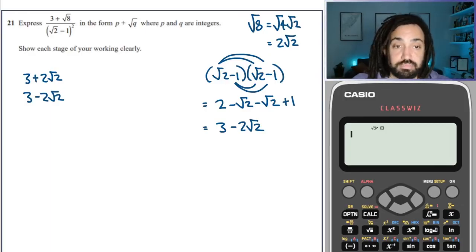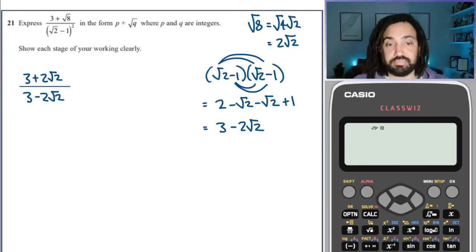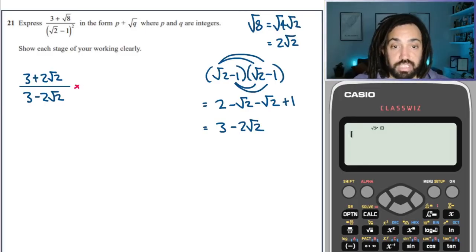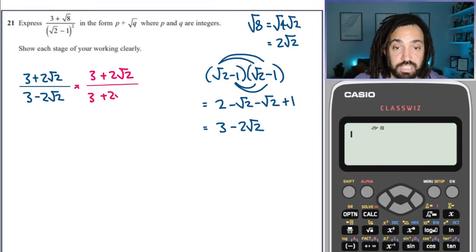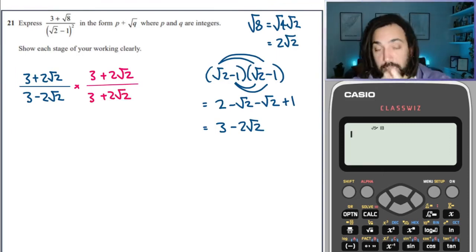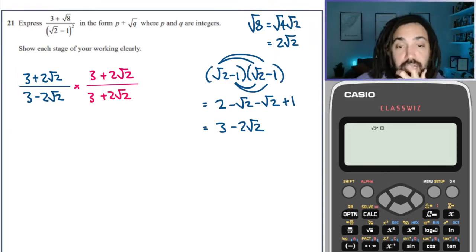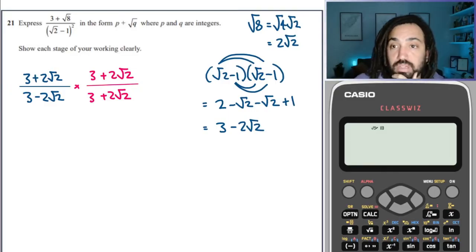Okay, so right, that's the top and that's the bottom. We need to rationalise them. So we're going to multiply by, yep, you guessed it, the same thing but with the sign changed, or the same denominator. We're going to multiply by the denominator, top and bottom, but with the sign changed. Right, so how are we going to do this then?